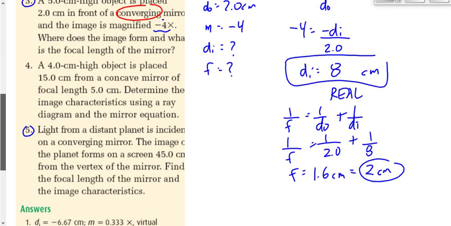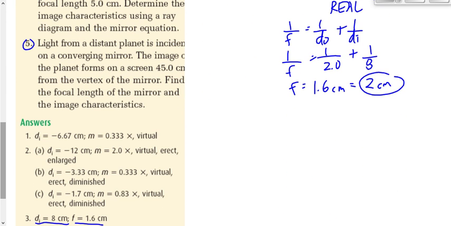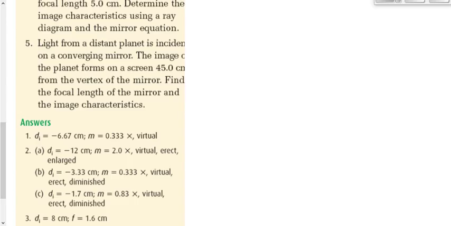All right, number 5, which I thought was a little bit tricky, actually. I know some of you thought it was a little bit tricky, too. Number 5 says light from a distant planet is incident on a converging mirror. Again, it's converging, which means the focal length is positive. The image of the planet forms on a screen 45 centimeters from the vertex of the mirror. Find the focal length of the mirror and the image characteristics.